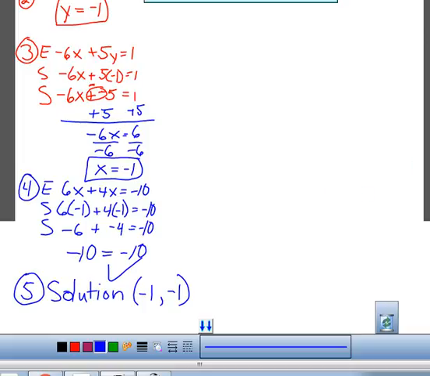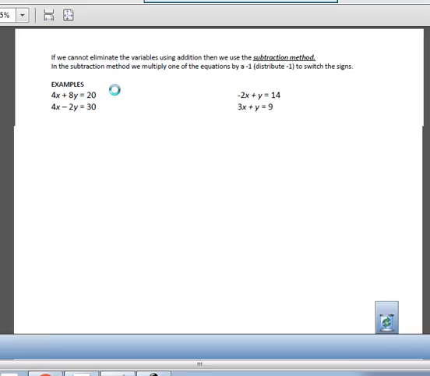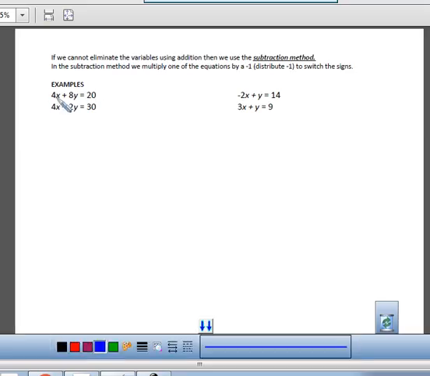Alright, so there's one more problem we're going to do, and that's on page 42. Now, we have the same type of situation, only a little different. So I've got 4x plus 8y equals 20, 4x minus 2y equals 30. If I add these together, I won't be able to eliminate either of them, because if you look, this is a 4x and a positive 4x. They don't eliminate each other.